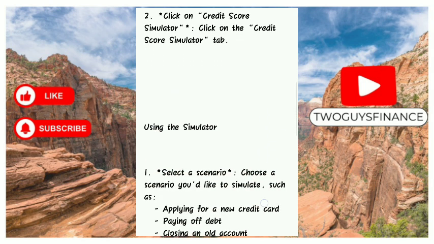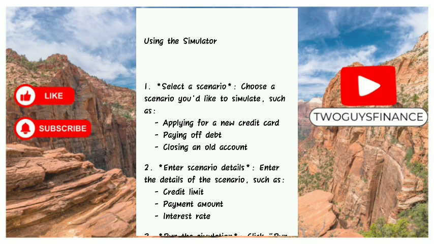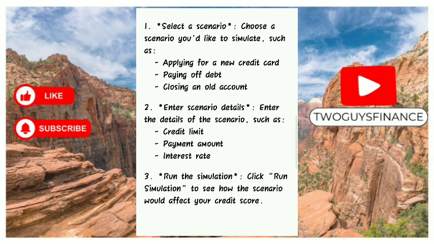Now for using the simulator, there are a couple of things you can do. You can choose a scenario that you'd like to simulate, such as applying for a new credit card, paying off debt, or closing an old account. Now just enter the details of the scenario. Once you've chosen the type, you could set details such as credit limits, payment amounts, or interest rates, and then just click run simulator to see how the scenario would affect your credit score.